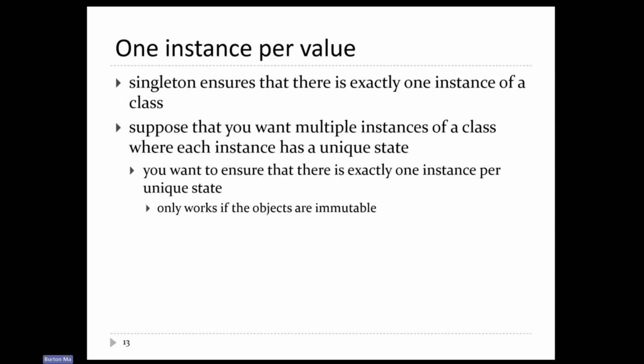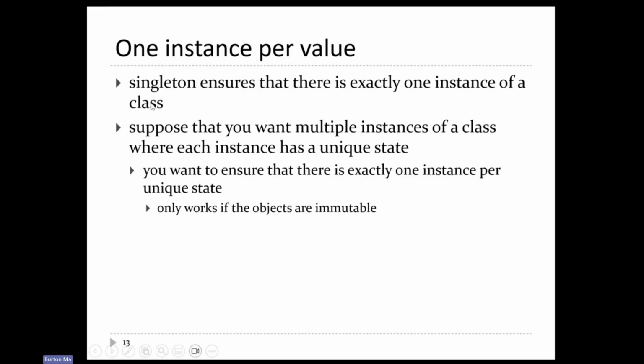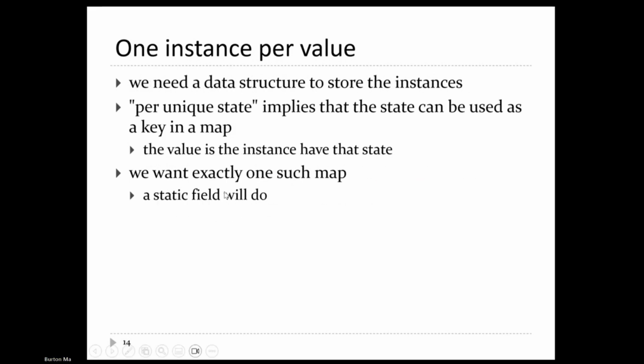Okay, so how does this thing work? Basically you want to make a class that manages its own instances, its own objects. So you need some sort of data structure in which you're going to store these objects. So back here, what are we trying to do? I want to make sure there's exactly one object per unique state. That per unique state part means that the state can be used as a key in a map. So remember how maps work.